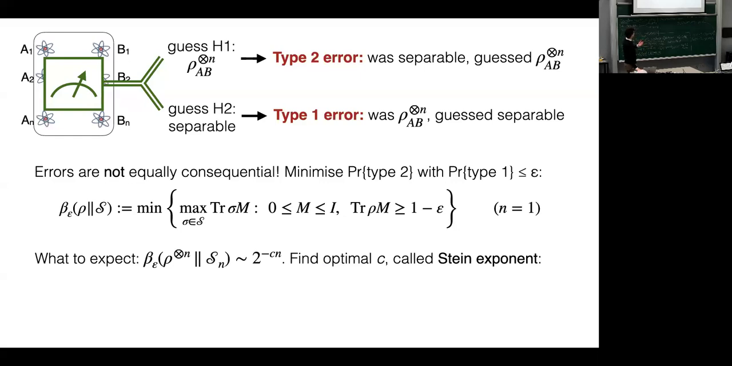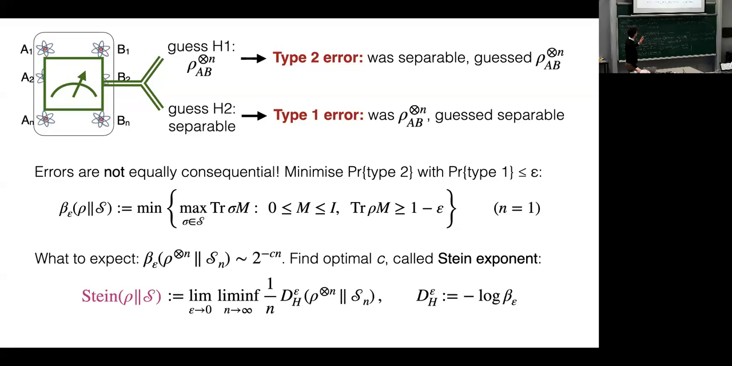And again, we want to find the optimal Stein exponent, but now the difficulty is that the set of separable states becomes increasingly more complicated because there are all these correlations between Alice and Bob. So that's now the problem of the generalized quantum Stein's lemma: compute the Stein exponent.